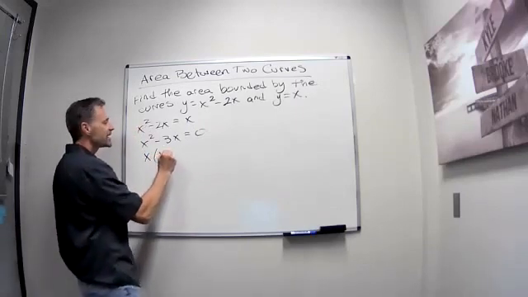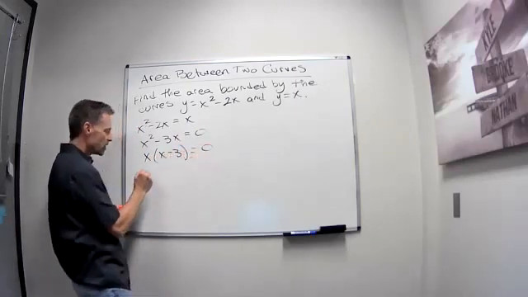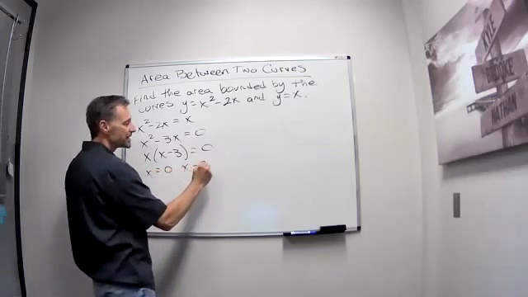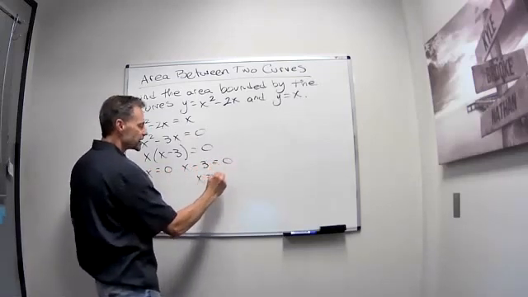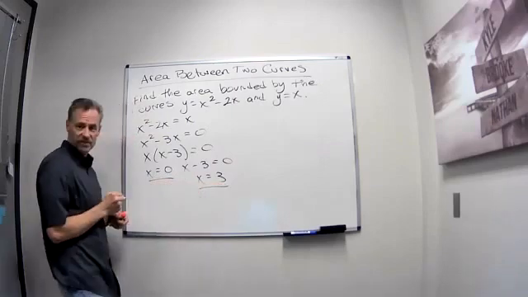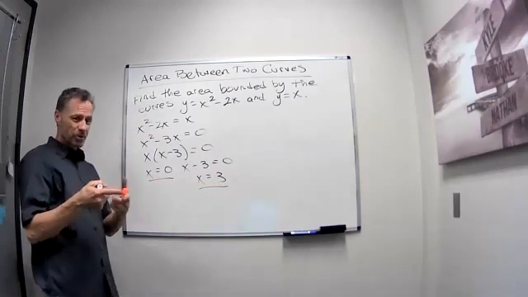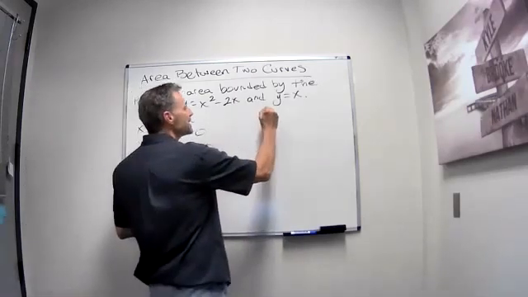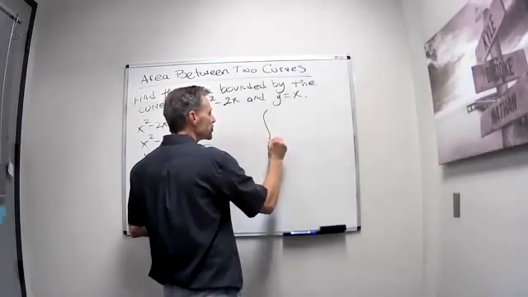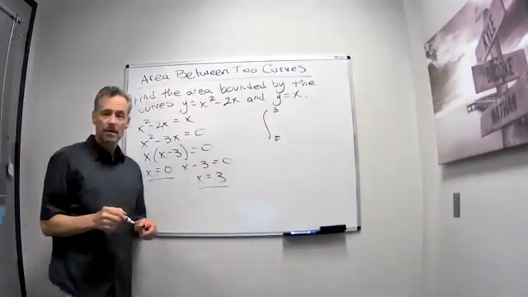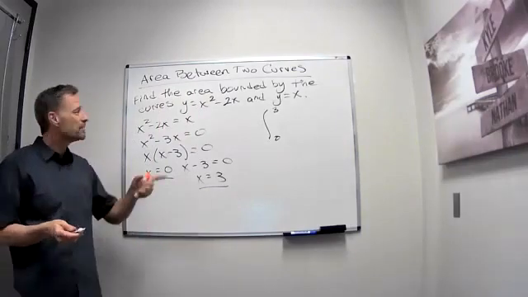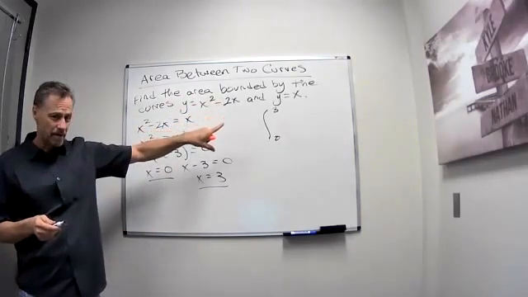Factor out the x: x times x minus 3. Well, we know that gives me x equals 0, or x minus 3 equals 0, so x equals 3. Those are my 2 points of intersection. So when I do this problem, that's my A and my B. I'm going to integrate from 0 to 3. What am I integrating? Well, the top function minus the bottom function.